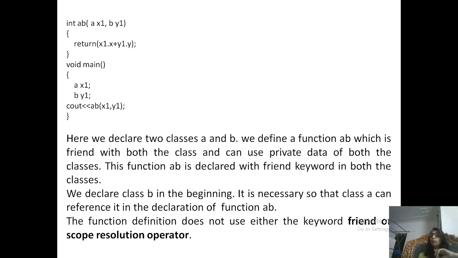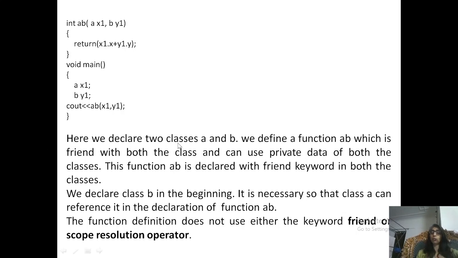So this cout statement actually prints the sum of x and y, and these x and y are actually members of different classes. So function AB is able to access the data members of different classes and use them according to its need. So this can be achieved by defining AB in both the classes A and B as friend function.